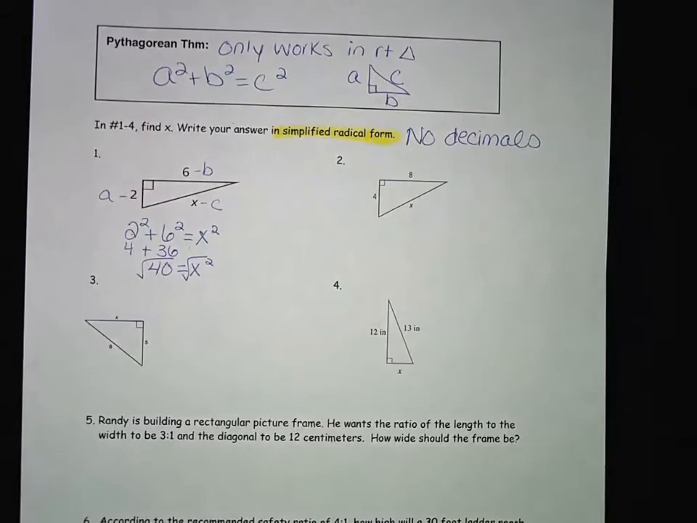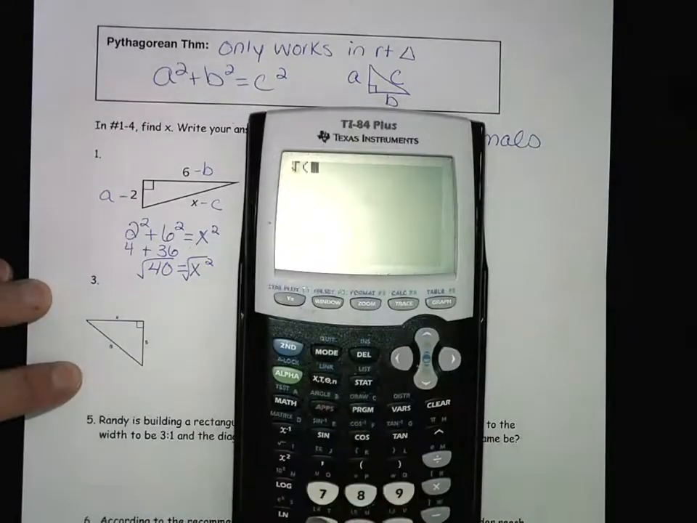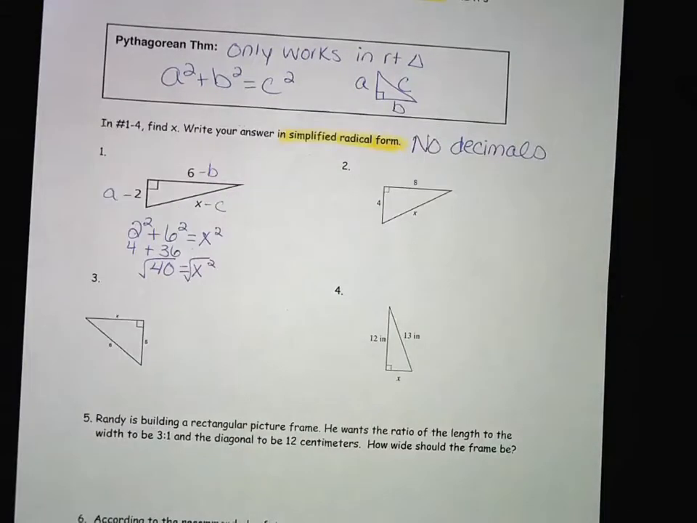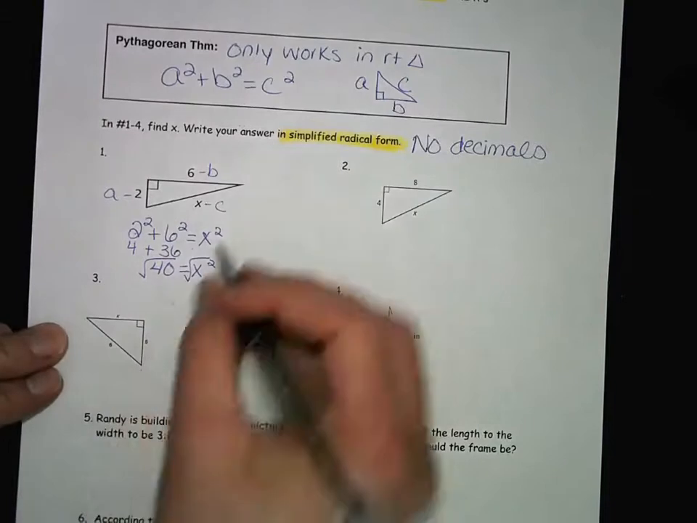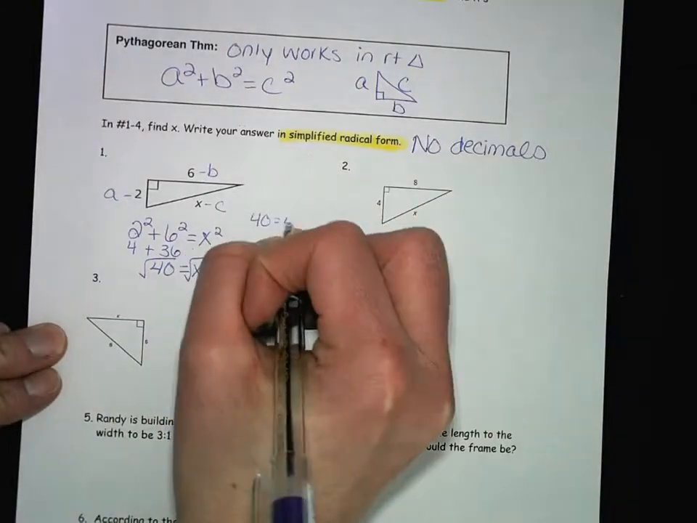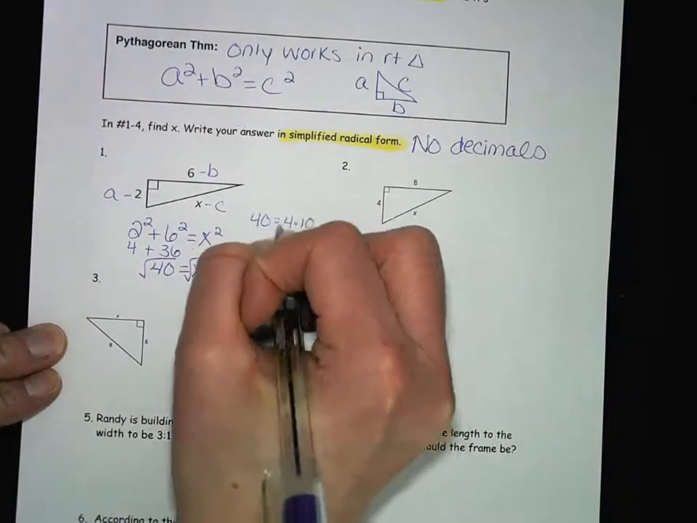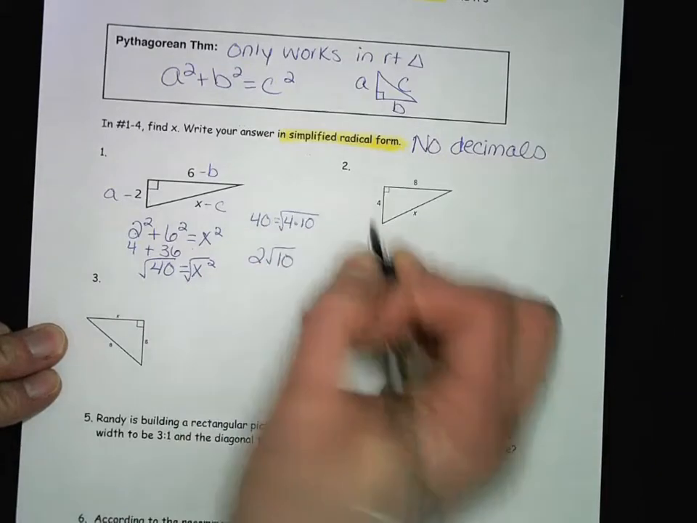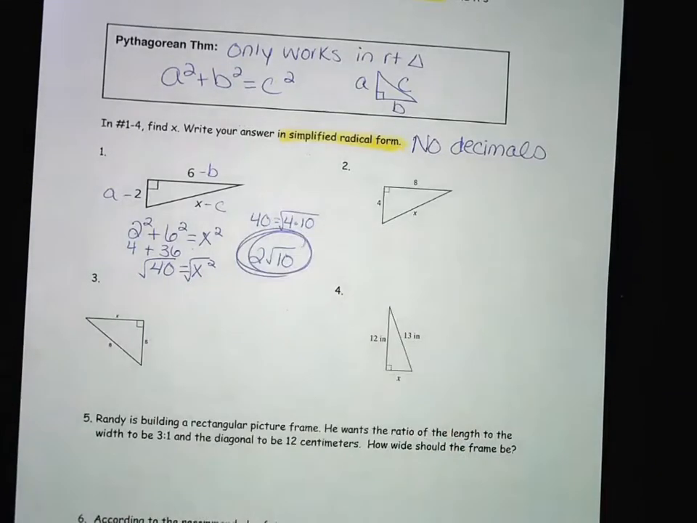And if you grab your calculator and type in the square root of 40, you're going to get a decimal. Well, we're not allowed to have decimals, so we have to break the 40 down. I like to use the multiple method, so when I think of 40, I think of 4 times 10. So the square root of 4 is 2, and the square root of 10 I can't really do much with, so there's my answer: 2 square roots of 10.